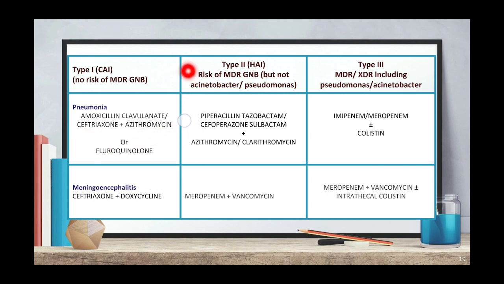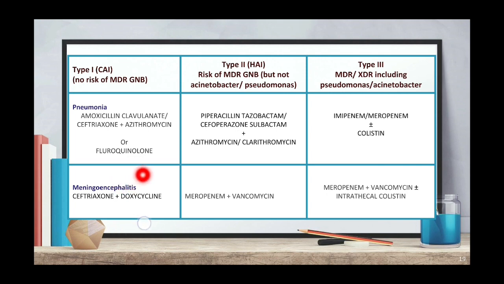If he is a type 2 patient, that is, at risk of multidrug resistant gram-negative bacteria but not Acinetobacter or Pseudomonas, we can start with piperacillin tazobactam or cefoperazone sulbactam plus azithromycin or clarithromycin. If he is a type 3 patient with multidrug resistant or XDR organisms including Pseudomonas and Acinetobacter, we can start with imipenem or meropenem plus or minus colistin.